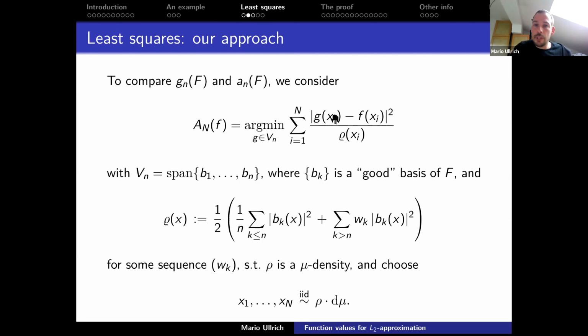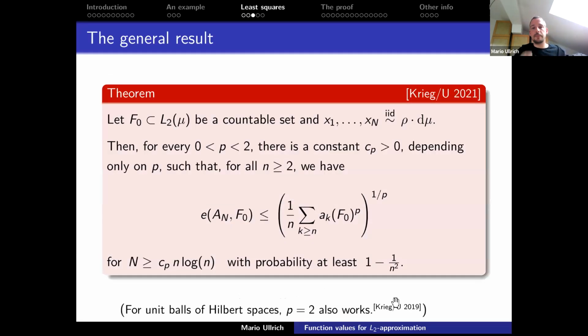And what do we now do? We choose the points xi with this mu density, so with the density rho, and then sample x1 up to x big N IID with respect to this density. The outcome, and this is really the most general result, I guess this is not, for several reasons, improvable, so to say. But let me first say what it is.